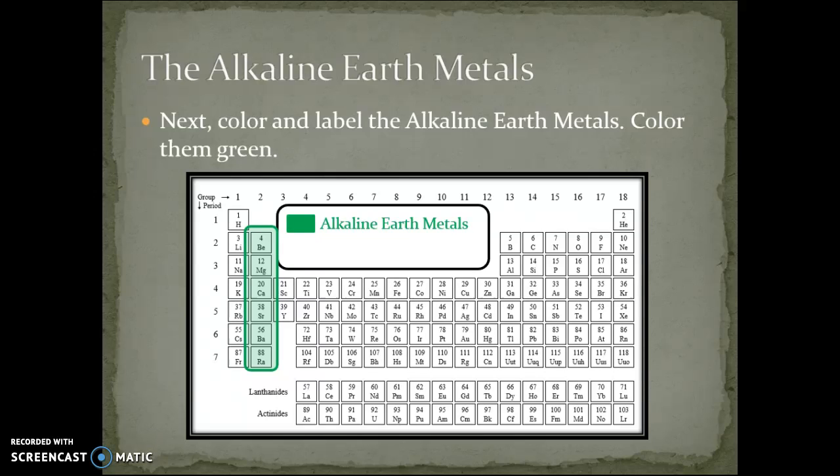All right, the alkaline earth metals are next. We're going to color these dark green. So go ahead and make sure that you get a dark green colored pencil. And the alkaline earth metals are all found in the second group, in group 2. And it is all of the elements that are in that group. So go ahead and pause the video while you color those in.